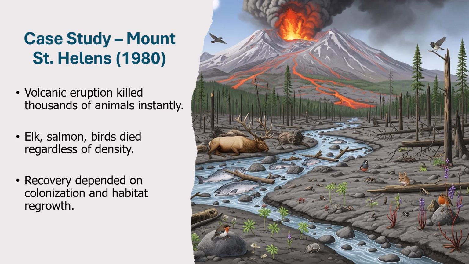Let's talk about a case study. Mount St. Helens erupted catastrophically in 1980, instantly transforming its surrounding ecosystem. Thousands of animals from elk to salmon perished regardless of density. Recovery was not tied to population self-regulating but rather to recolonization, migration, and new habitats forming after the eruption. The event demonstrated density-independent impact. The eruption didn't target overcrowded populations, it obliterated everything in its path.